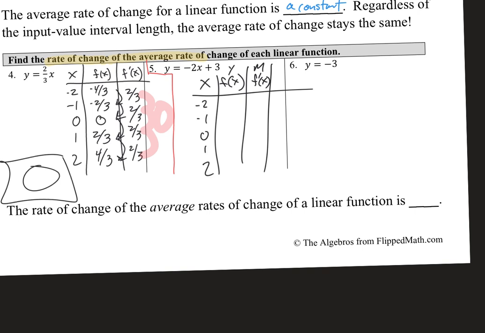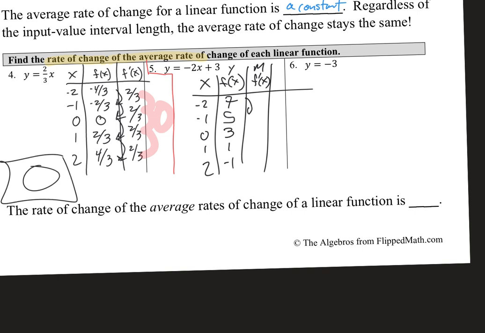If I plug a -2 in, what would I get? -2 times -2 is +4. 4 plus 3 is 7. -1 times -2 is +2. 2 plus 3 is 5. You can probably tell the pattern here. We already know the slope, so we can keep going if you're not sure. If you plug in a 0, 0 times -2 is 0. 0 plus 3 is 3. Then we get a 1, and then a -1 because it's going down by 2. We already established that before.